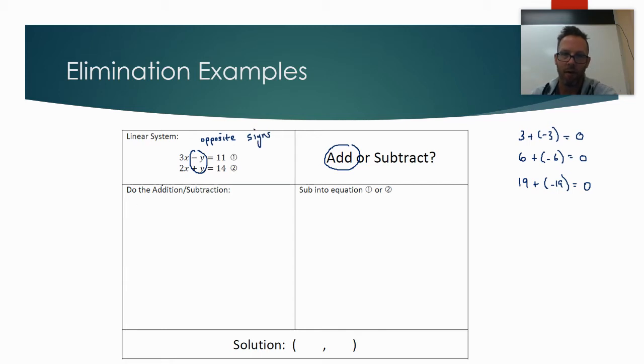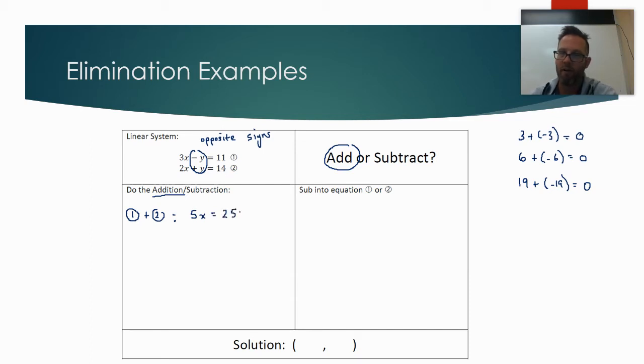So again, we're doing addition. What happens when you add equation 1 plus equation 2? Literally just add the x's, 3 plus 2, 5x. Again, when you add the y's, they're opposites. They're just going to give you 0. And then on the right, 11 plus 14, that's 25.